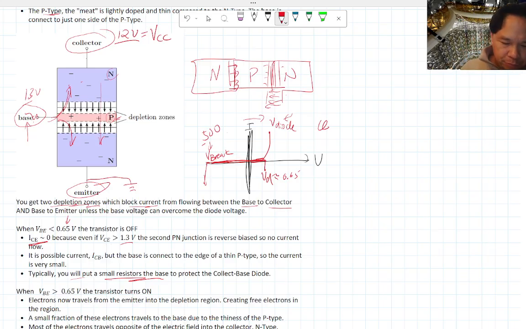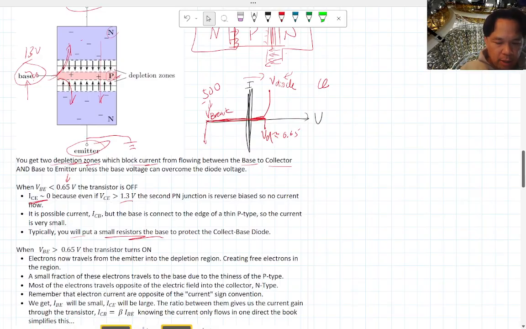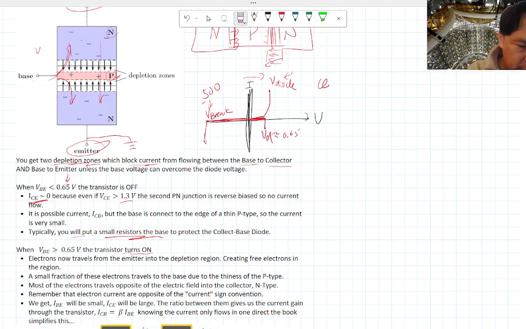Okay, so let's see what happens when the voltage between the base and the emitter goes above the diode voltage, 0.65 volts. That means the transistor turns on. I'm going to erase a bunch of this stuff so we can start with a new drawing.